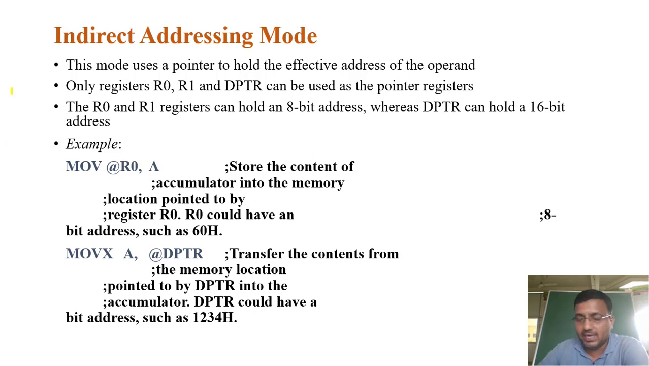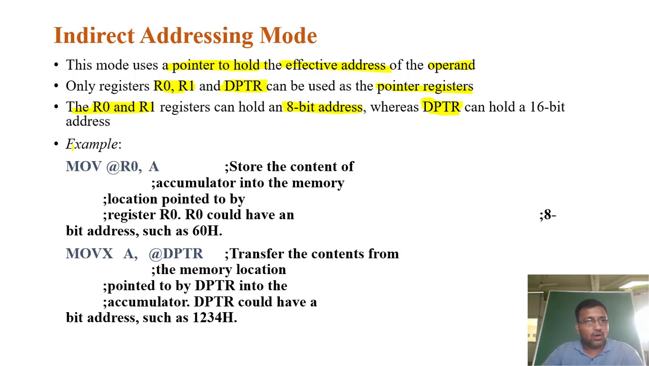Next addressing mode is the indirect addressing mode. The indirect addressing mode uses a pointer to hold the address, with the effective address as an operand. Here only the registers R0 and R1 and DPTR can be used as pointers. R0 and R1 registers can hold an 8-bit address, and if you want to hold a 16-bit address, then we need to use DPTR, because DPTR is a 16-bit register.